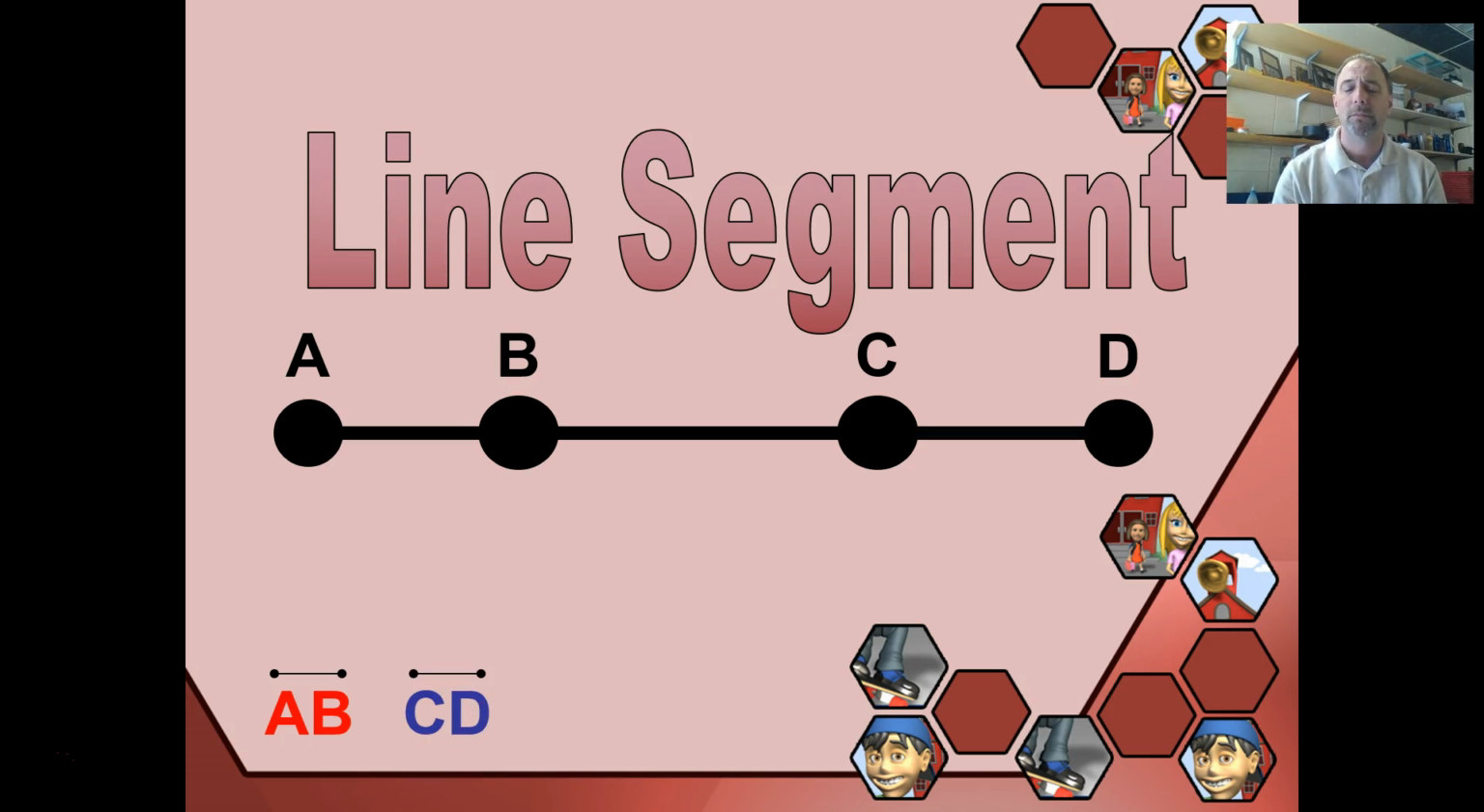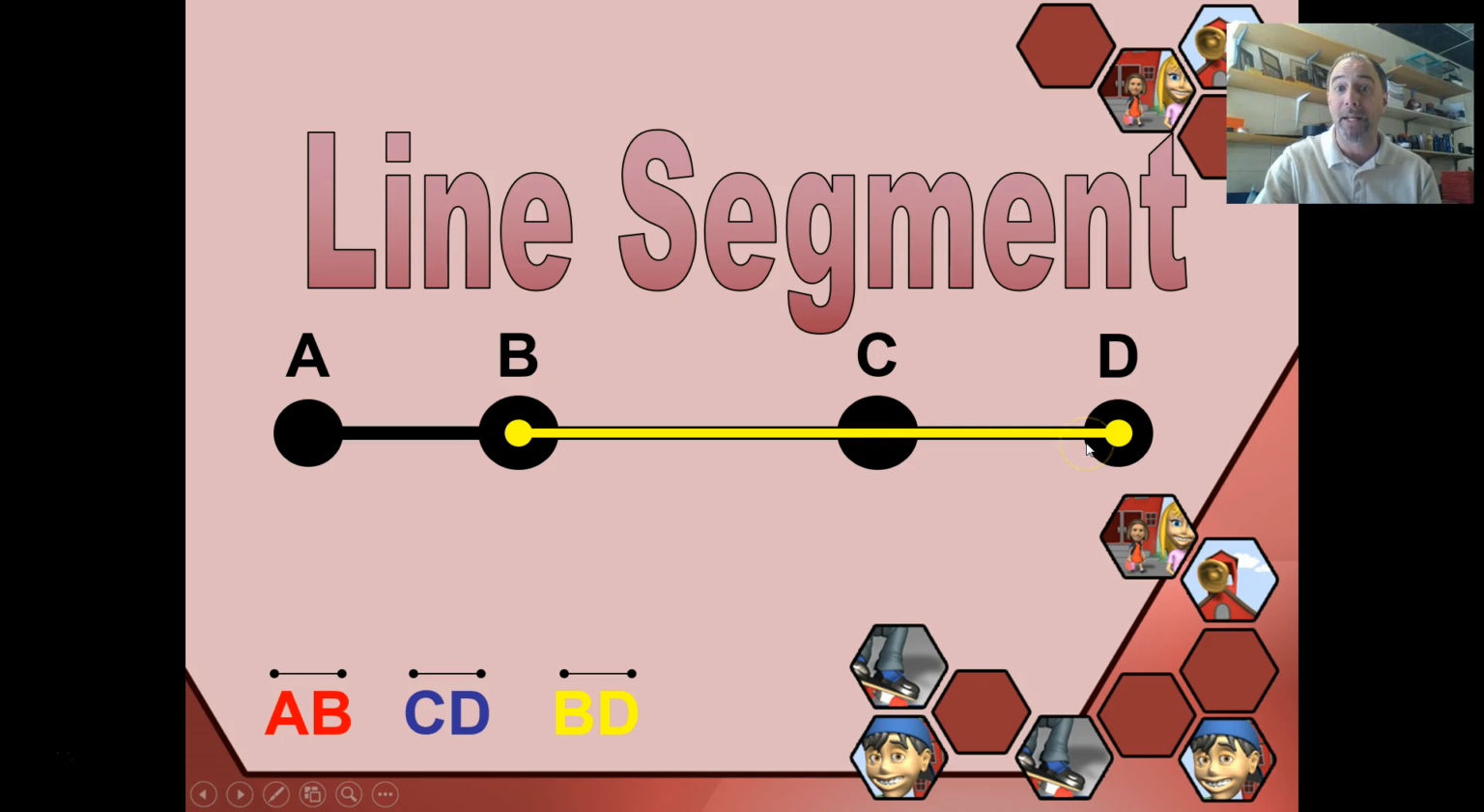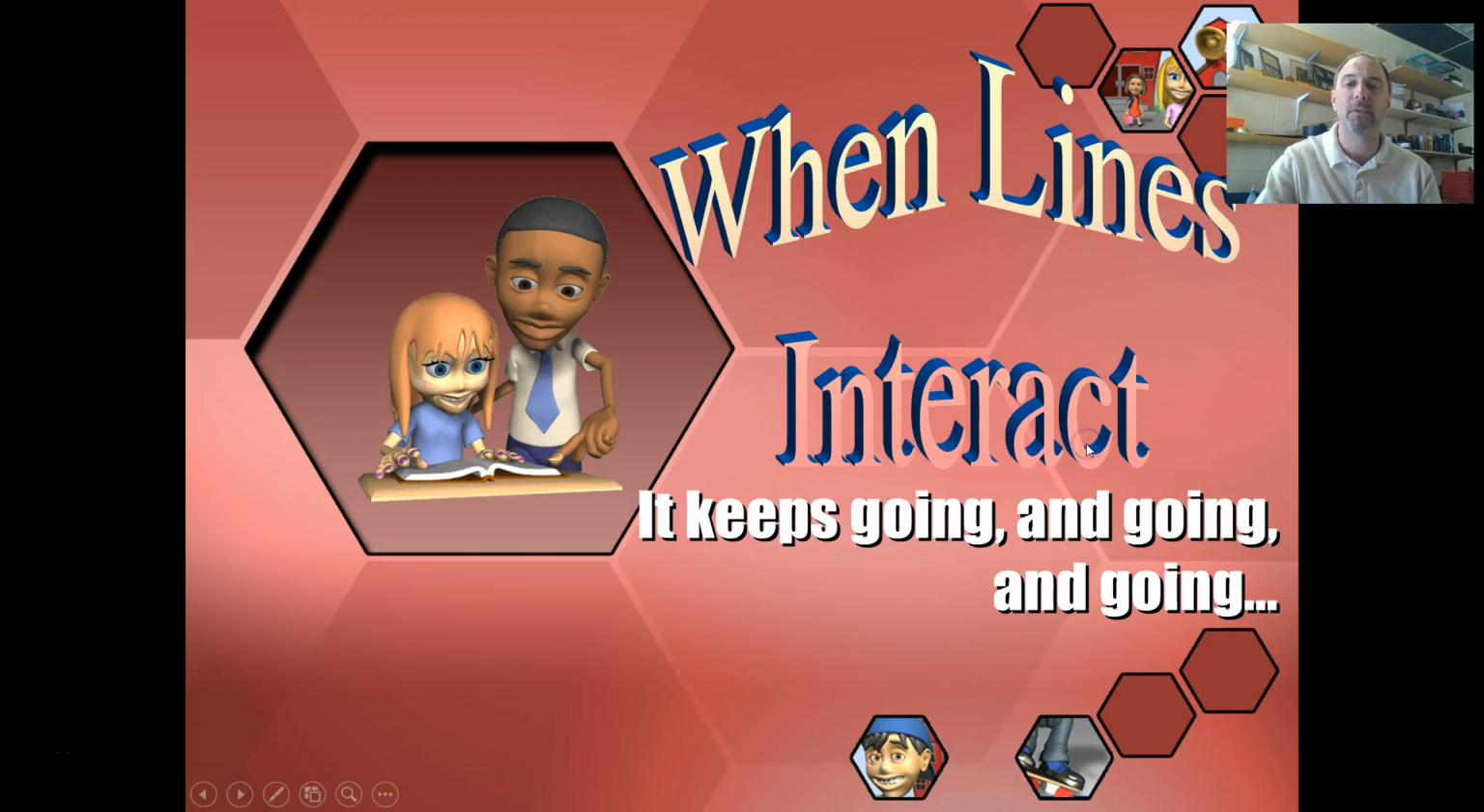But what if I had a segment that looked like this? What would I name this? I would call this line segment BD because it extends through C. I don't need to talk about C. Don't even want to listen to him. He's got nothing to say to me. All I want to talk about is the beginning and the end point. I don't need to say that it goes through C. So I would call this line segment BD. Make sense? Good. Let's move on.